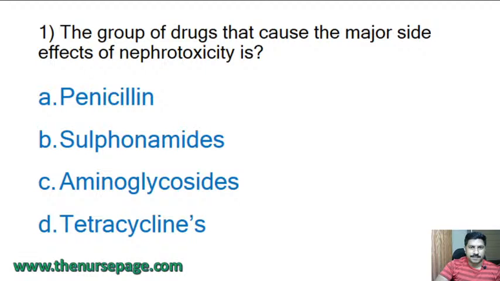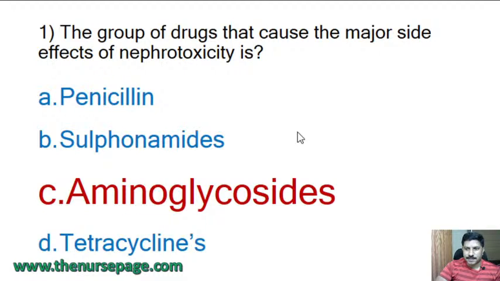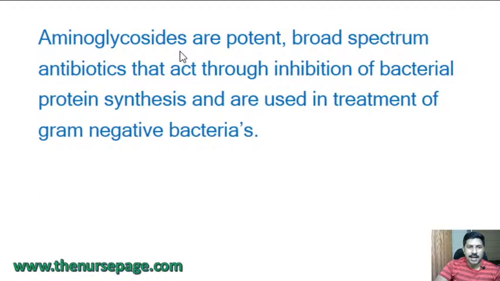The group of drug that cause major side effects of nephrotoxicity, that is aminoglycosides. Aminoglycosides are potent broad spectrum antibiotics that act through inhibition of bacterial protein synthesis and are used in the treatment of gram-negative bacteria. Examples are amikacin and gentamicin. The major side effects are nephrotoxicity and ototoxicity.